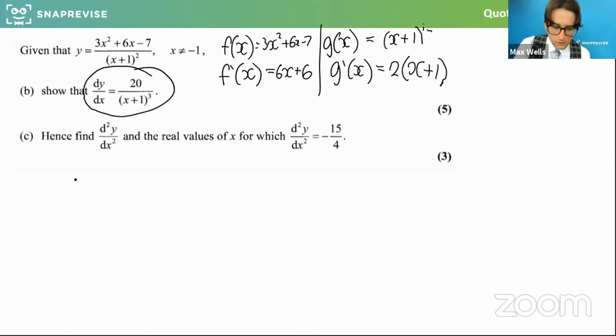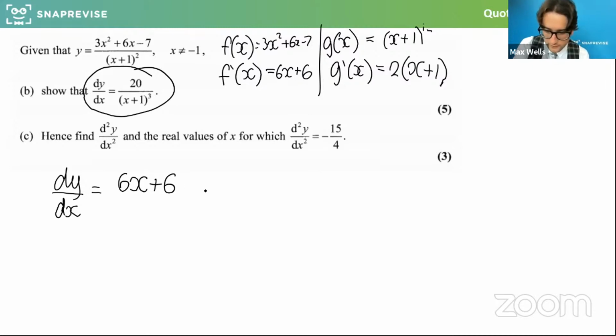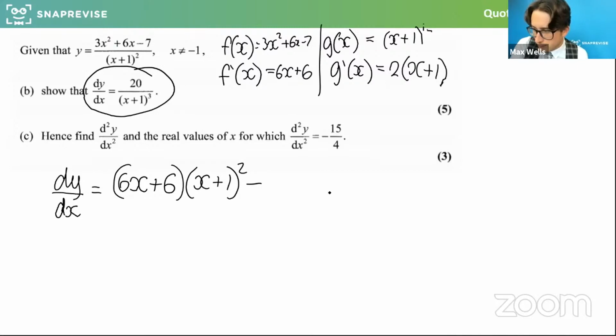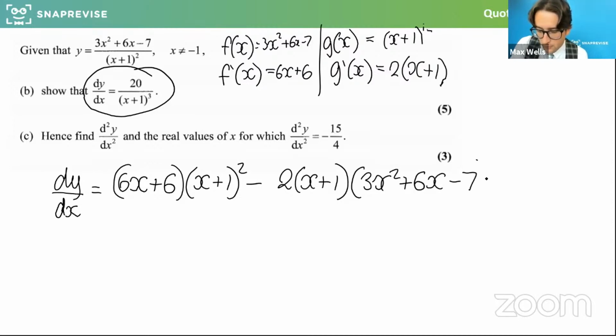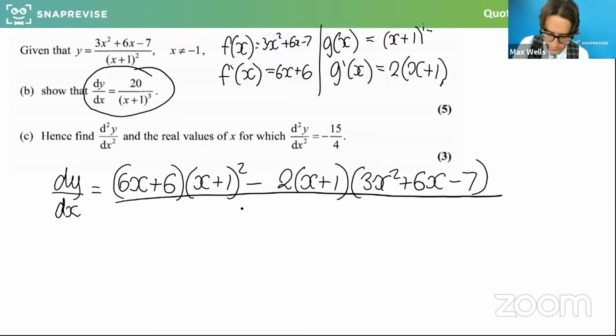So what we get is dy dx is equal to f dash of x, 6x plus 6, which some of you worked out, that's superb, times the derivative of the top, x plus 1 squared, minus the other way round. And I'm going to show you some little tricks for this one as well, which would be 2 lots of x plus 1 times 3x squared plus 6x minus 7. Now, my hint would be don't expand this all out. I'm going to show you a little shortcut. The way to shortcut it here: it's x plus 1 squared squared, so that would be to the 4.